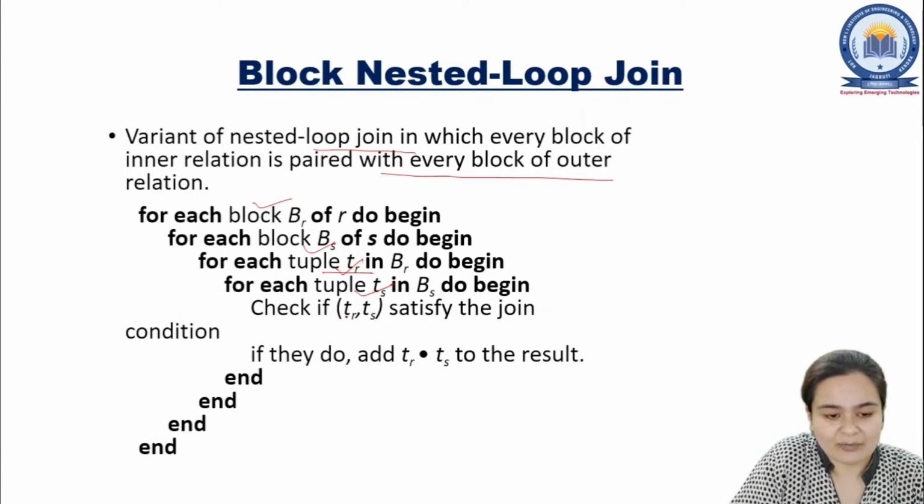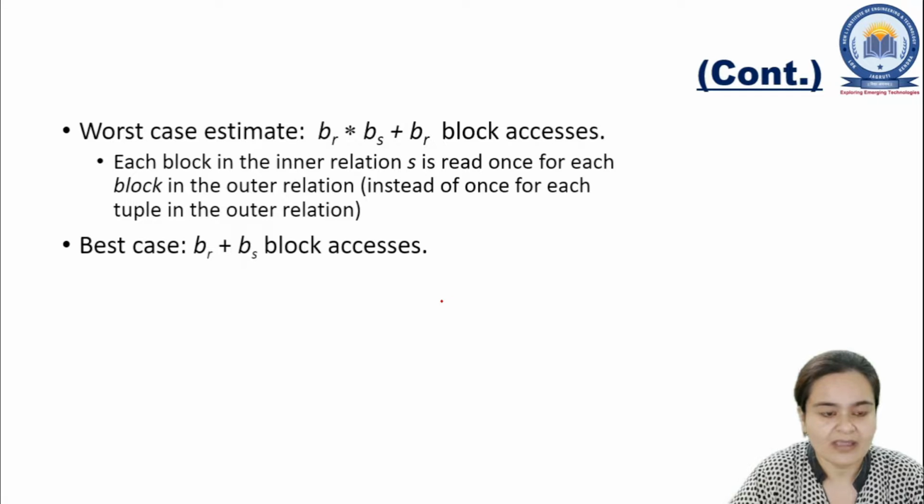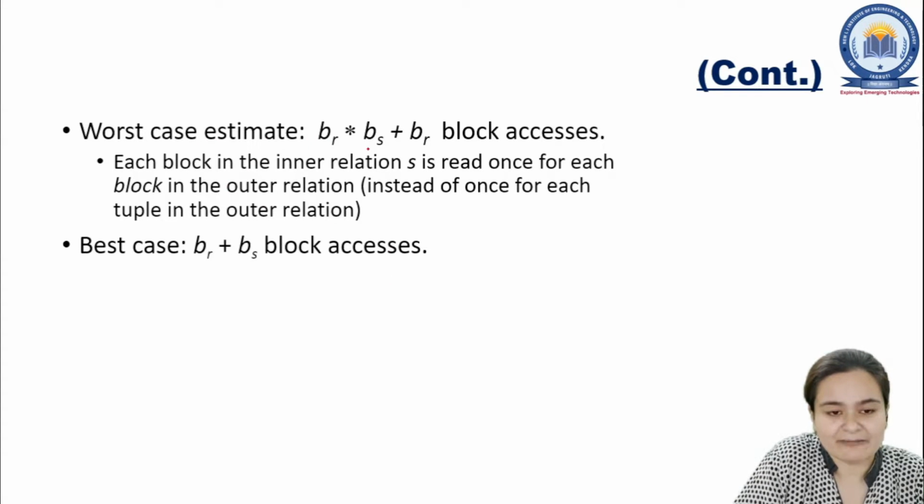So ultimately what we are going to do here is check whether the condition is satisfied for the join or not. If it is satisfied, then we add it into the resultant. Instead of going through each and every tuple, we only go with the blocks containing those tuples. The worst case estimate for this is the number of blocks of relation R times the number of blocks of S, plus the number of blocks of R. That will be the number of block accesses that we have to make.